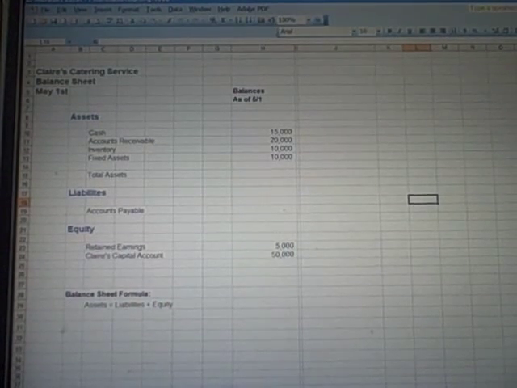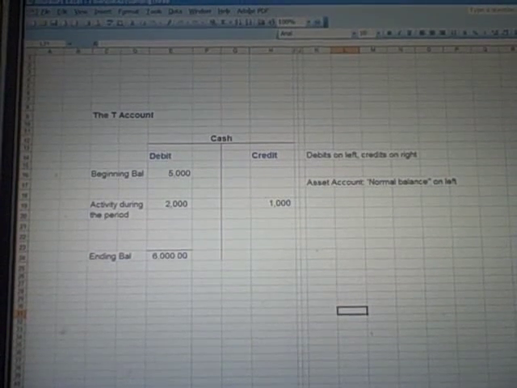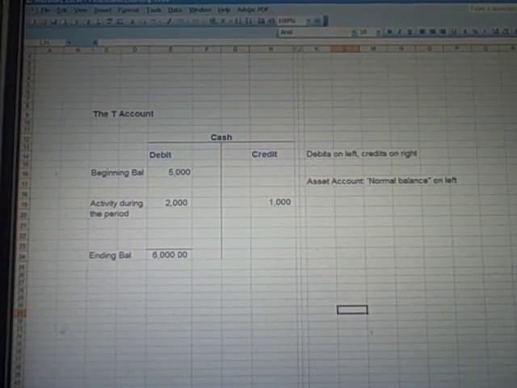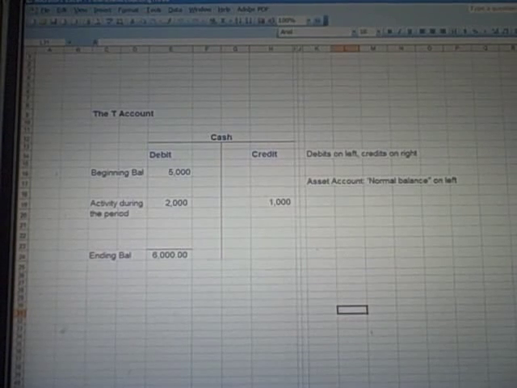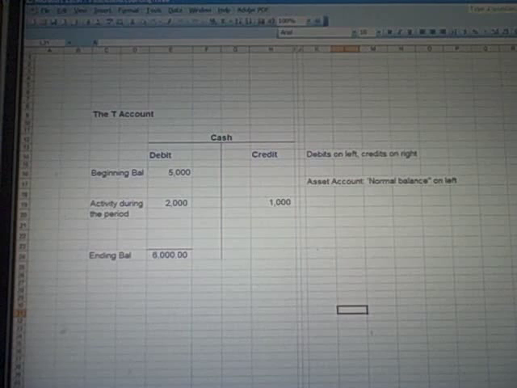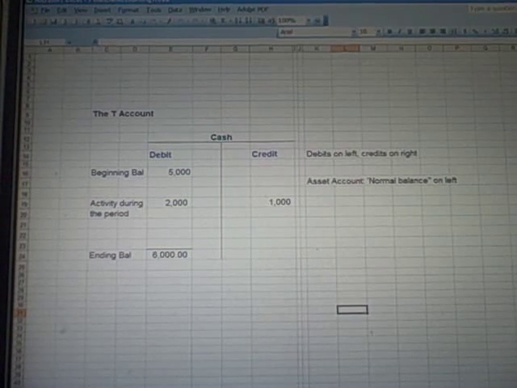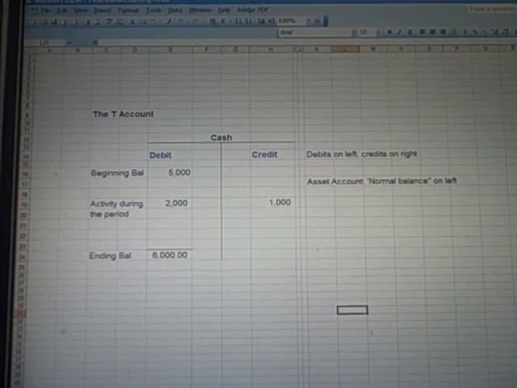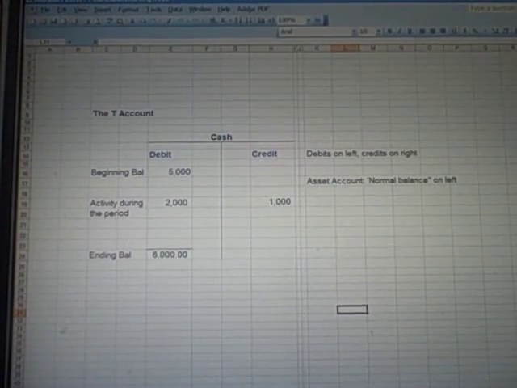And I want to go into a new concept called the T account. I've got a T account for the cash account here, and I want to point out a couple of things. You'll see it's a T with a line down the middle. On the left in blue we have debit, on the right we have credit. Also, an asset account like cash, a normal balance is on the left, which means a normal balance for cash is a debit. If you see a credit balance, an ending balance that's a credit, that should be reclassified because that would be a negative balance.